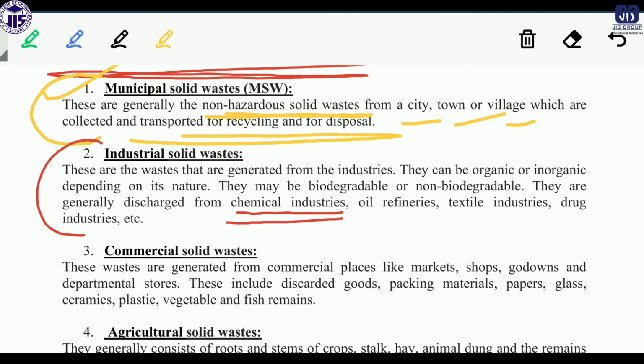Okay, so if it is any medicine industry, then it will be the drug industry, then the solid waste will be the chemicals related to the drug or like that. So that depends on the nature of the industry. That's why the examples of industrial solid waste are not restricted, or we can't tell a general example of industrial solid waste. It can vary from one industry to another industry.